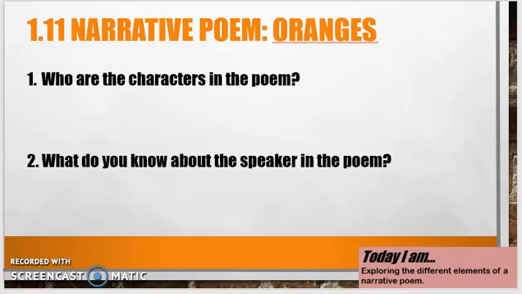Okay, so in this example poem, we have our characters. We have the boy and the girl. We have the store clerk. Those are the only ones I can notice from here. And then, what do you know about the speaker?